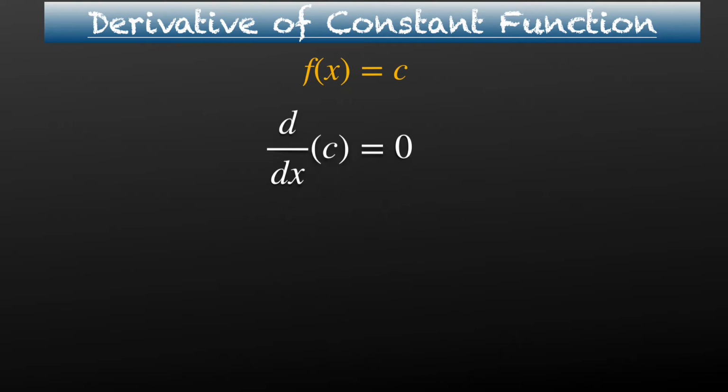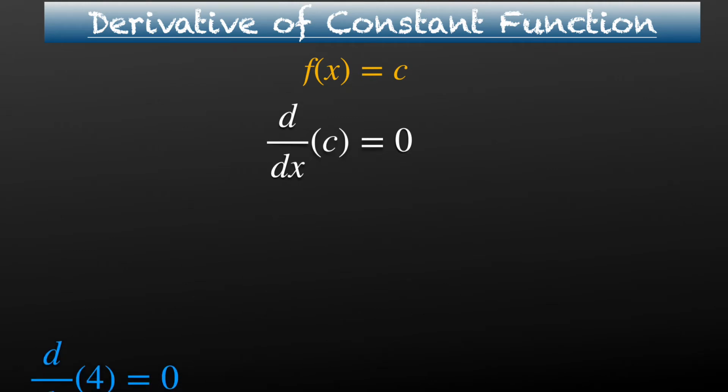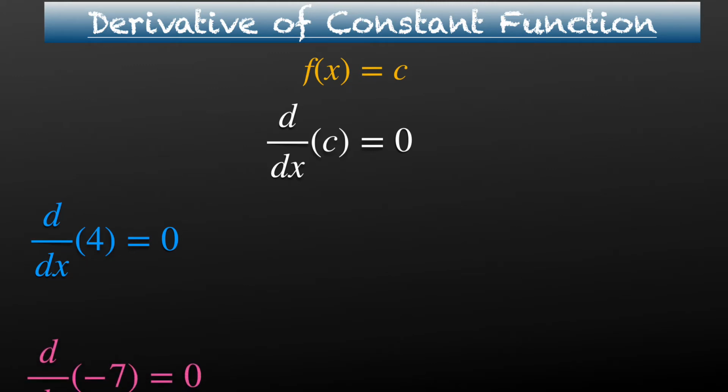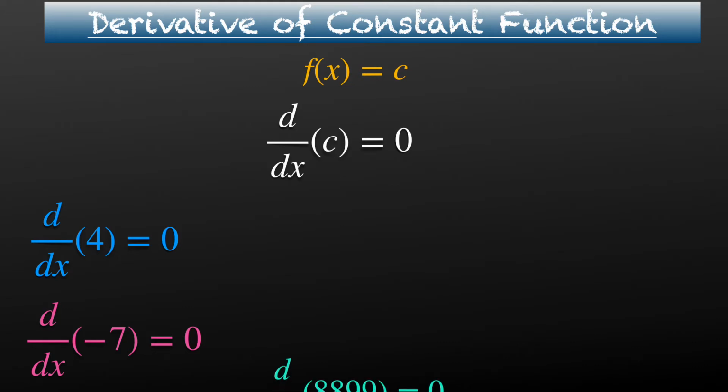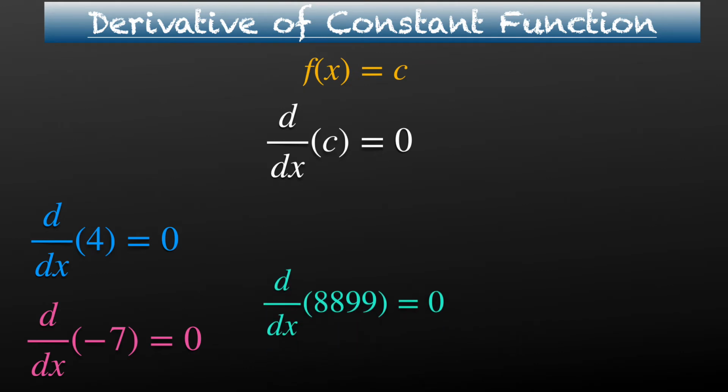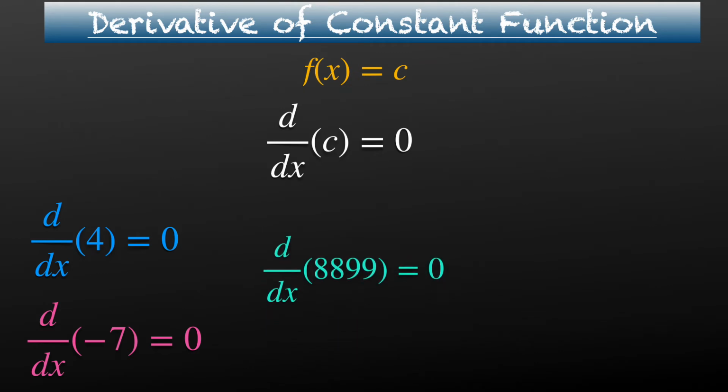For example, if we want to differentiate the number 4, the derivative of 4 is 0 because 4 is a constant. Now let us take a negative number, minus 7, and the derivative of minus 7 is 0. Let us take another example. If we have the number 8899, the derivative of that number is again 0 because it's a constant number.